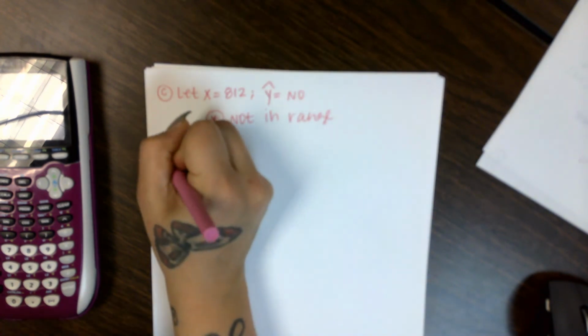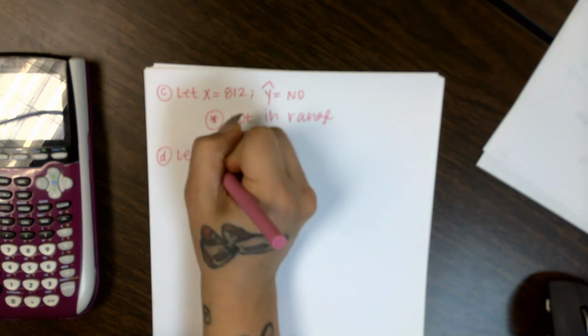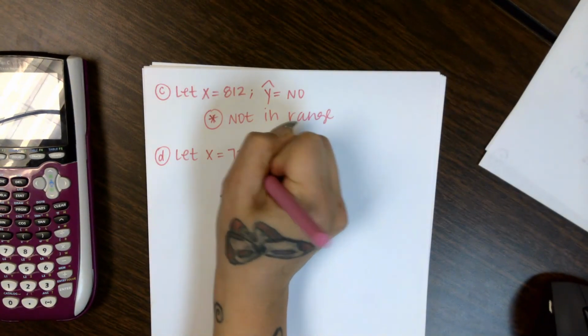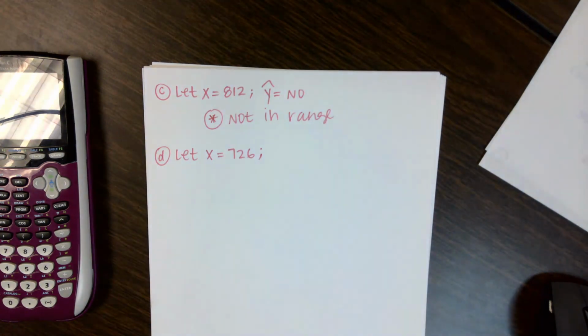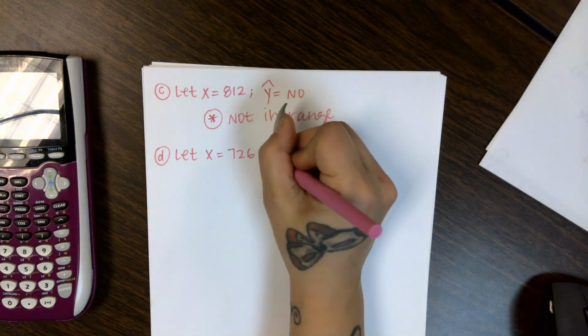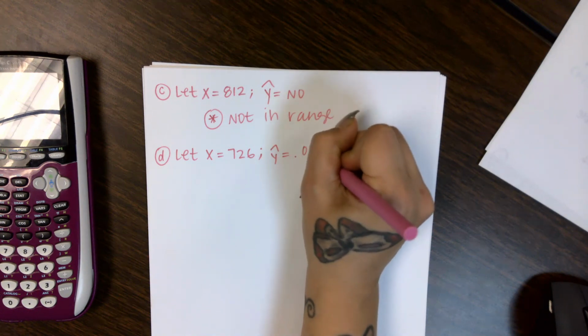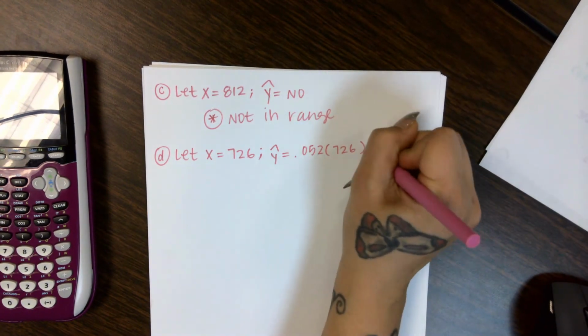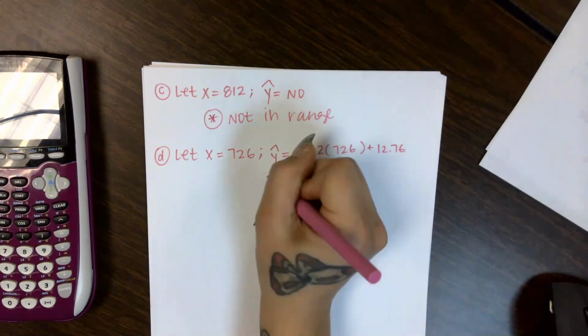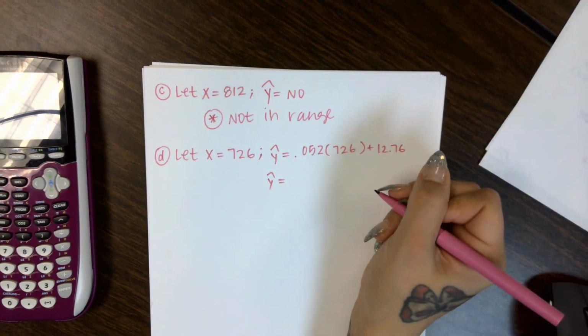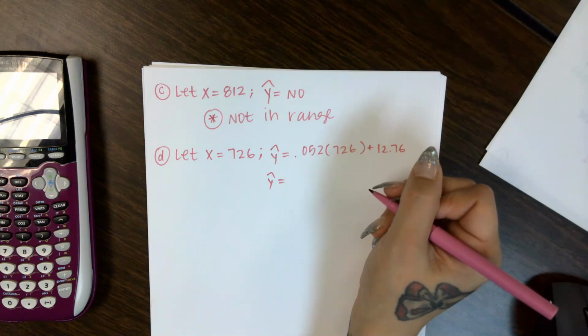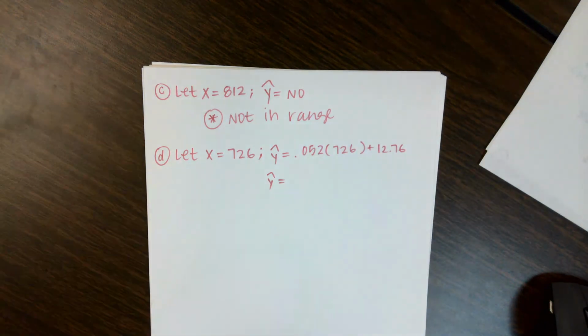And then for D, we will let x equal 726. I'm a little gun shy after doing C, so I look back at my data. Yes, 726 is within the range, so I can calculate this. I have y hat is equal to 0.052 open 726 close plus 12.76. I get a predicted value of, I actually just have the answer. I just have 51. I don't know if it needed to be rounded or not.